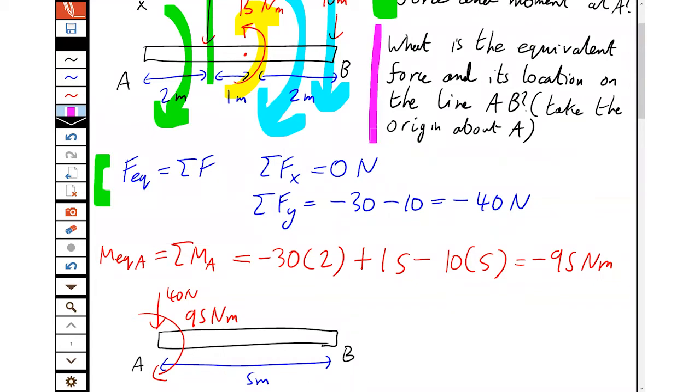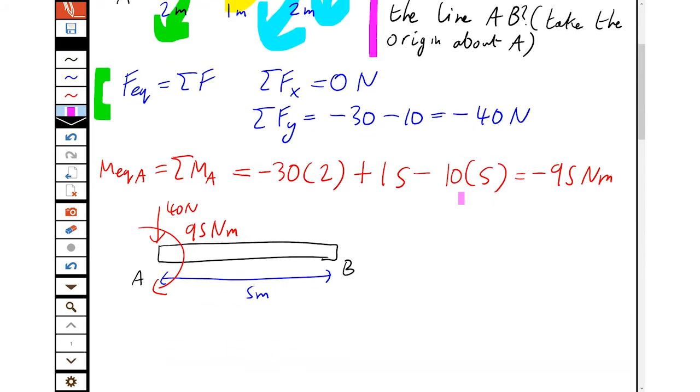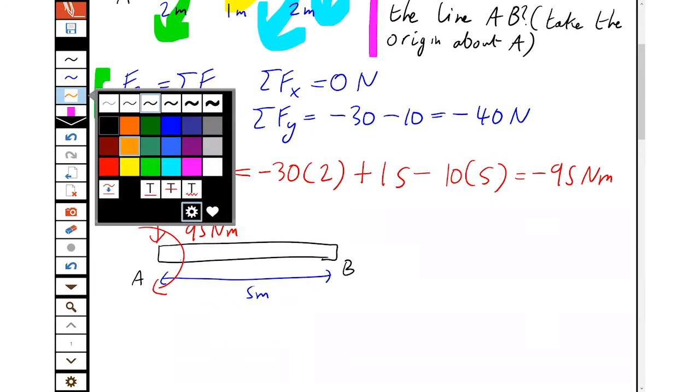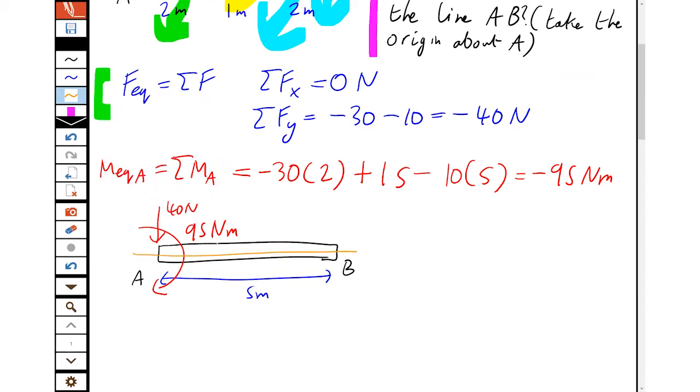What is the equivalent force and its location on the line AB? Take the origin about A. So they won't always tell you to do that, but that's the method. So we've got A now as the origin, x-axis, y-axis. We want to find on the line AB, which we see now is our x-axis, so we're looking for the x-axis intercept.